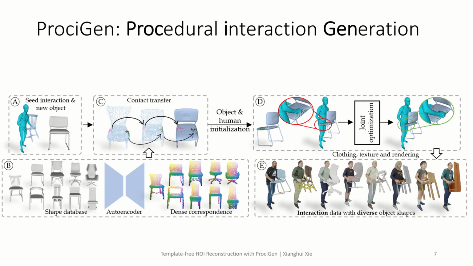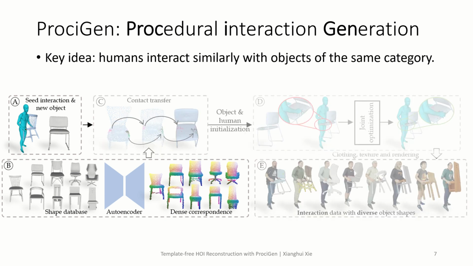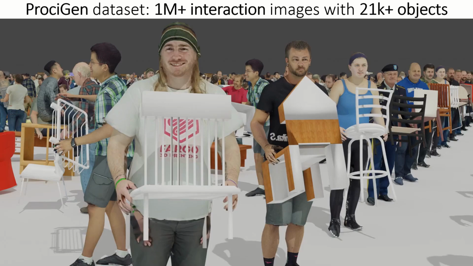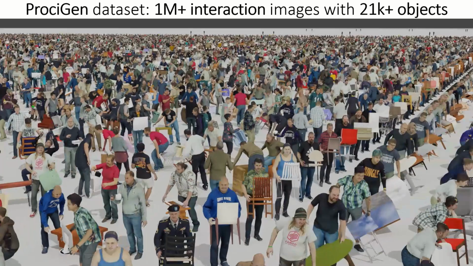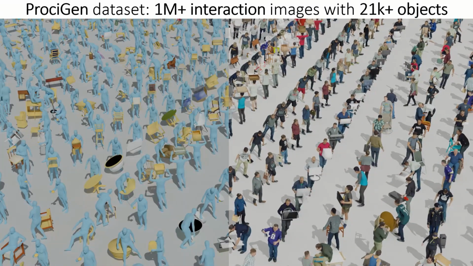We call our method Procedure, which is based on the key idea that humans interact similarly with objects of the same category. Given a seat interaction and a new object, we compute dense correspondence to transfer contexts. We then optimize the interaction with the new object based on the context, and then render them with clothing and textures. We generate our Procedure dataset, a large-scale dataset with more than 1 million interactions.